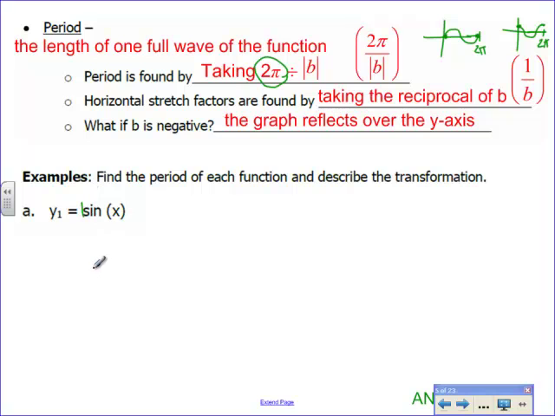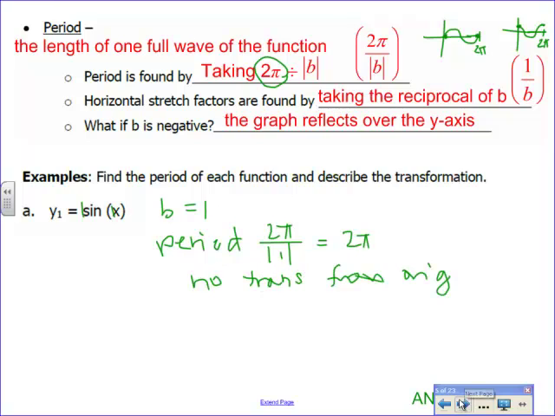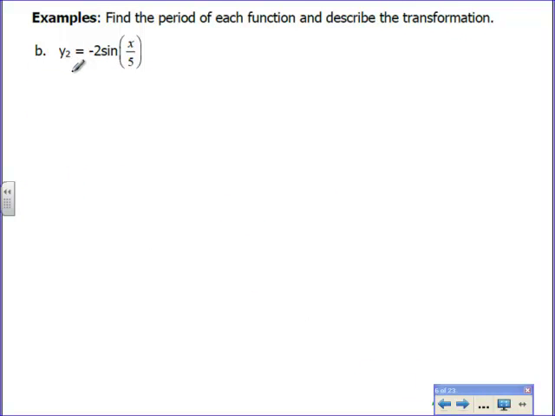Again, we start with the basic, where we have 1 sine of 1x. So our B value is 1, which means our period is going to be 2 pi divided by the absolute value of 1, which just gets you 2 pi. This is going to mean there is no transformation from the original. In example B, you'll see that we now have several things happening. It starts with actually asking us to find the period. The B value here is what's inside being multiplied by x. There's really a 1 in the numerator. So our B value is 1/5.